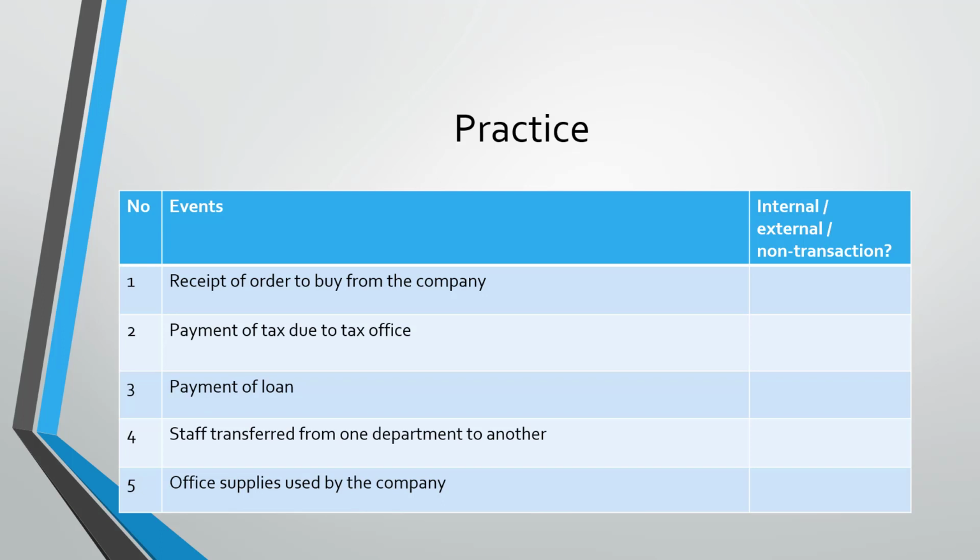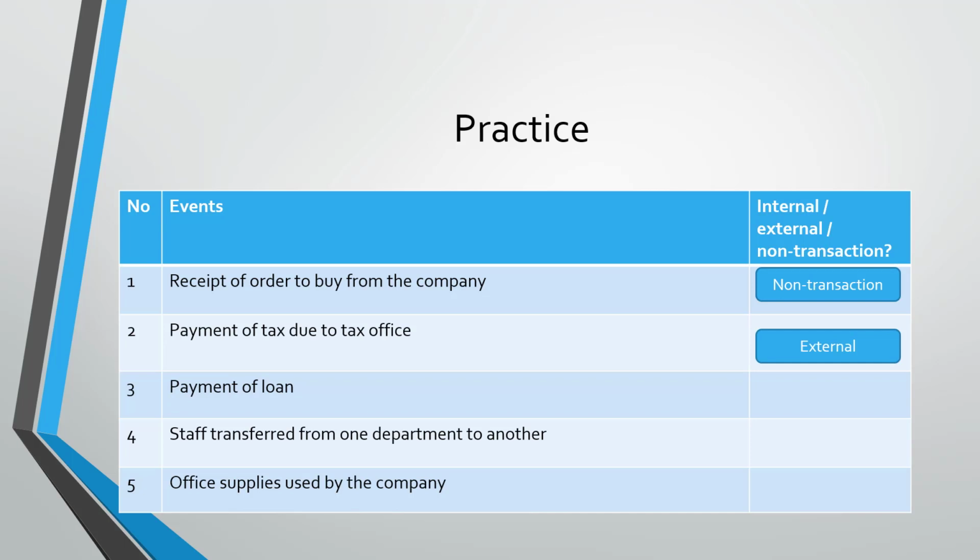So the first one, receipt of order to buy from the company. That will be non-transaction. The reason is it doesn't really affect the financial statement yet because you just received an order from the customer. So no exchange of assets is happening here.